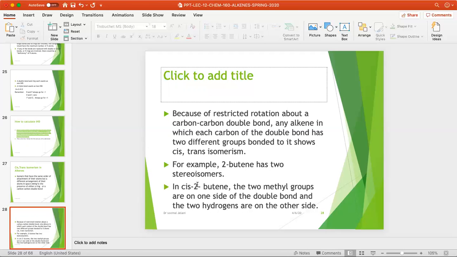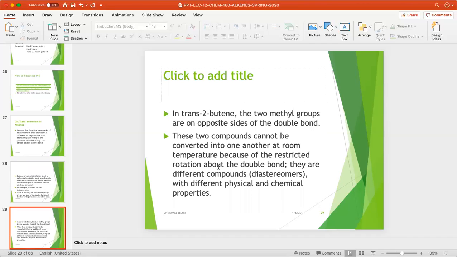Number one is cis-2-butene, with the two methyl groups on the same side of the double bond and two hydrogens on the other side of the double bond. In trans-2-butene, the two methyl groups are on opposite sides of the double bond. These two compounds cannot be converted into one another at room temperature because of the restricted rotation about the double bond. So they are different compounds, known as stereoisomers, with entirely different physical and chemical properties.